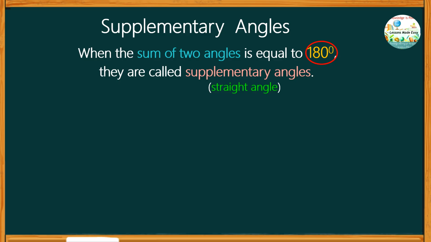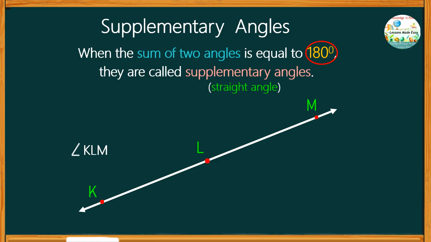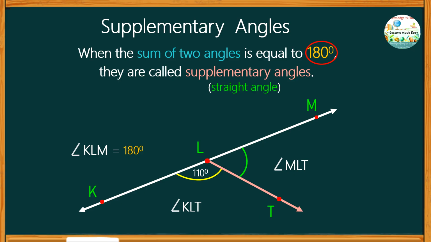Let's look at another example of supplementary angles. Study this straight angle KLM with a measurement of 180 degrees. If we split this angle into two by adding one side, we now have two angles and they are called supplementary angles. Let's name the side LT. Angle KLT is the supplement of angle MLT. If the measurement of angle KLT is 110 degrees, what would be the size of the angle MLT? If these two angles together make 180 degrees, subtracted by 110, therefore the remaining angle is 70 degrees.